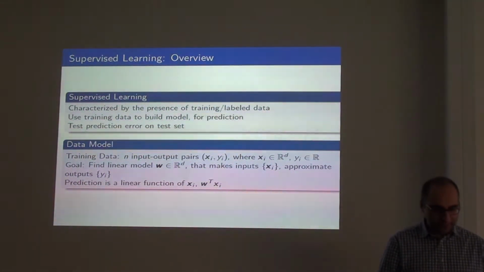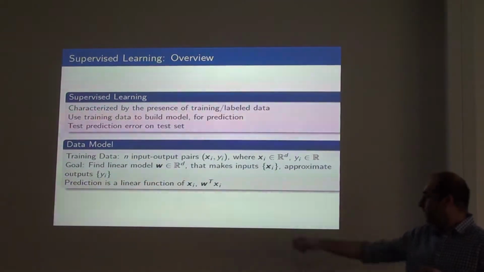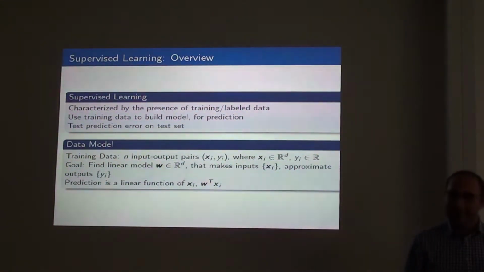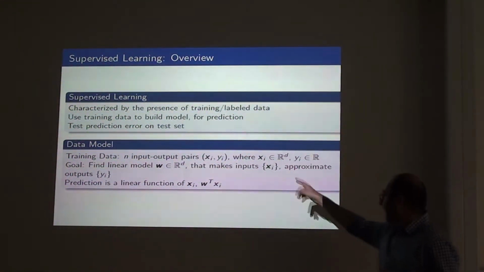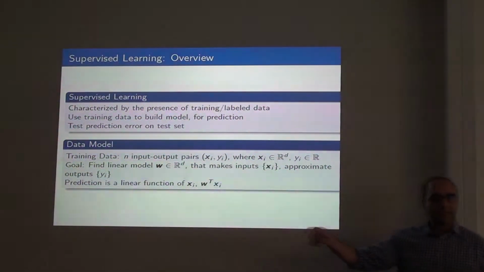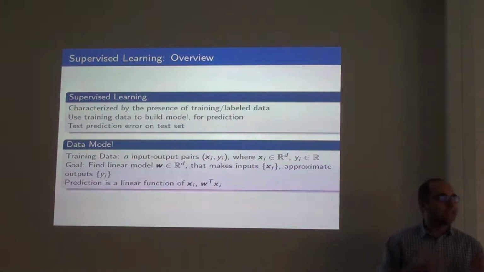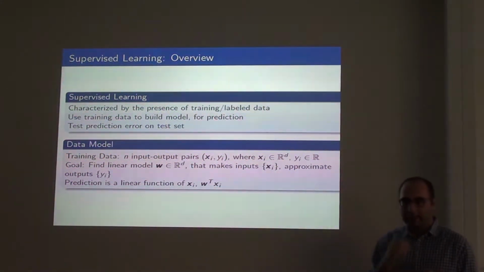The idea, for instance, is that you want to find a linear model, which is this W that we have here, such that the predictions for the inputs xi approximate the outputs yi. Prediction in most of these cases is a linear function, so the prediction for xi is W transpose xi. It's very simple. This is linear prediction.